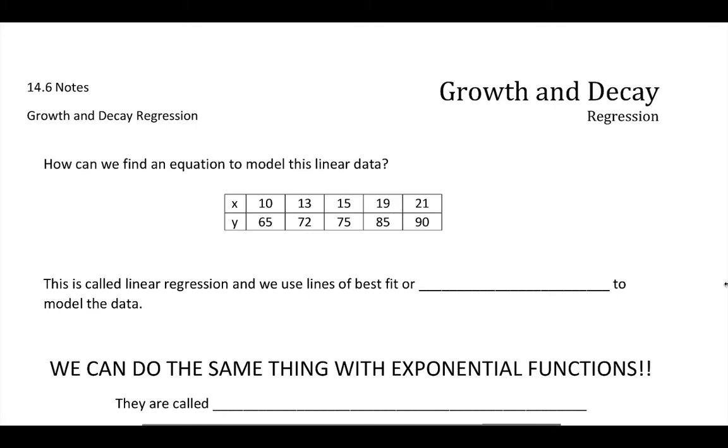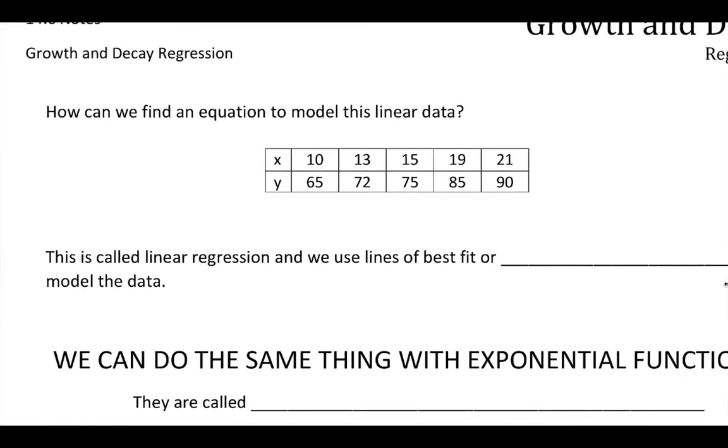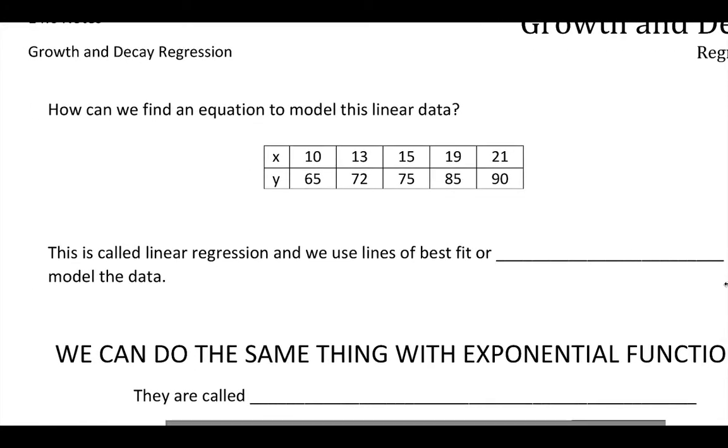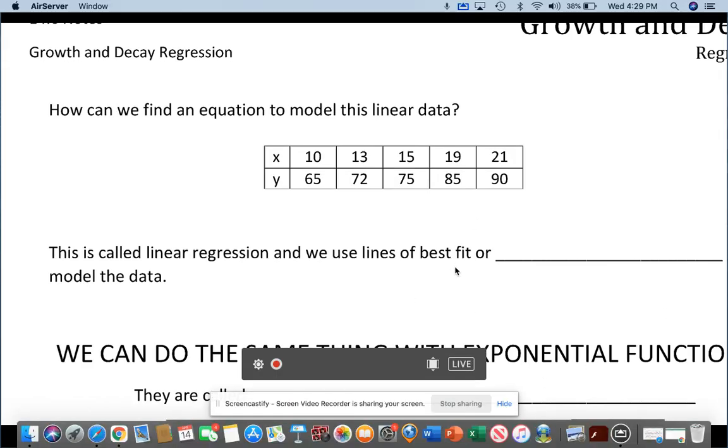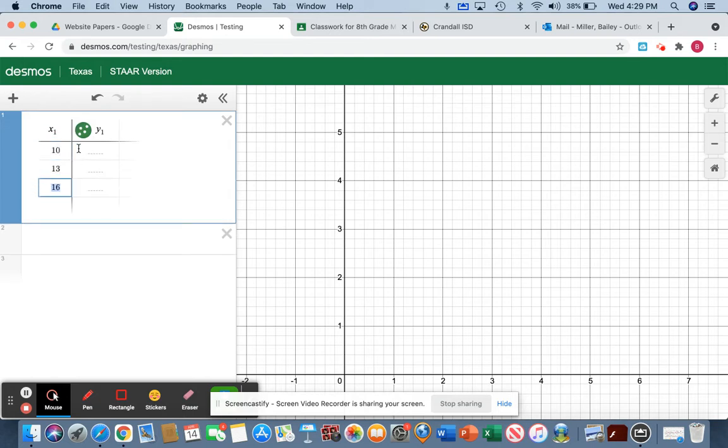Hey guys, today we're doing exponential growth and decay, but we're going to do exponential regression. So we've already done linear regression, just a quick reminder. If I give you all of this data, and it makes a line, I'm going to put this table into Desmos first. We did this at the very beginning of the year. I'm going to do plus table. I'm going to put in all those x values, so 10, 13, 15, 19, and 21. And then my y's were 65, 72, 75, 85, and 90.